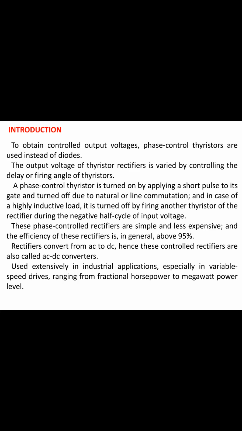This conversion we are going to achieve by using a variety of circuits, using some switching devices. Switching devices means the diode also works as a switch, the transistor works as a switch, the MOSFET works as a switch, and the thyristor also works as a switch. The most commonly used switching devices are diodes, thyristors, power transistors, and power MOSFETs.